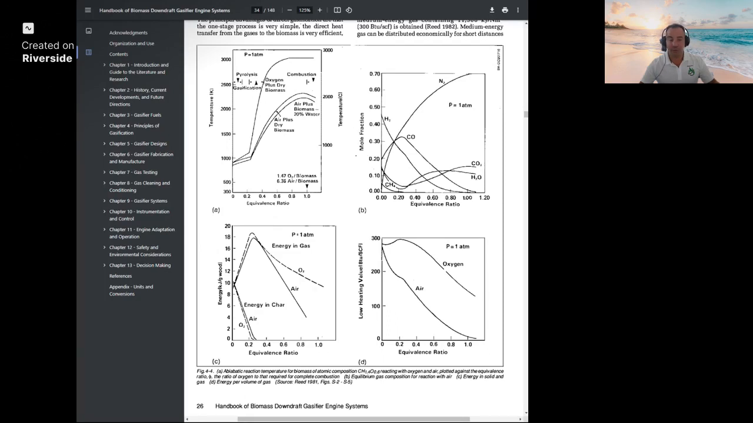However, this chart suggests that maximizing the energy density output from the gasifier may not be the best strategy, because maximizing energy output comes at the expense of reducing char production. Char can be a valuable byproduct that can be used for other purposes, right? So it's a trade-off, and based on what you're using this gasification for, or your downdraft gasifier for, you want to make the right choice regarding your equivalence ratio.